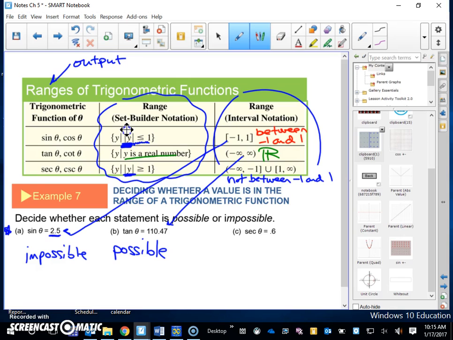It's anything. How about secant theta equals 0.6? Secant theta equals 0.6 is going to be what, possible or impossible? Impossible. Because what this says right here is that output can't be between -1 and 1. It's going to have to be 4, -7, something.